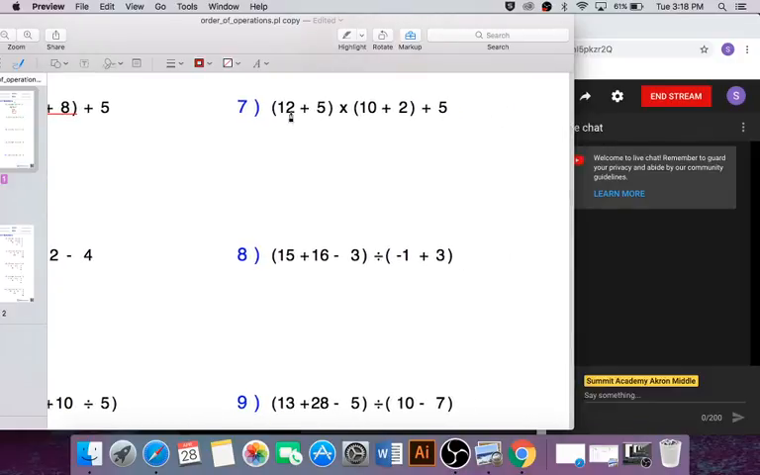Okay, now we have 2 sets of parentheses. So we're going to do this set of parentheses and just what's in this set of parentheses. So we have 12 plus 5, which is 17. So we're going to have 17. We're going to bring down the sign. 10 plus 2 is 12. And then we're going to bring down the plus 5.